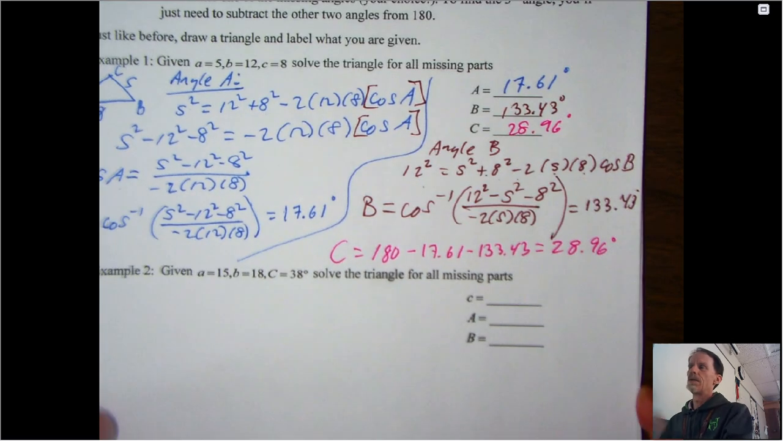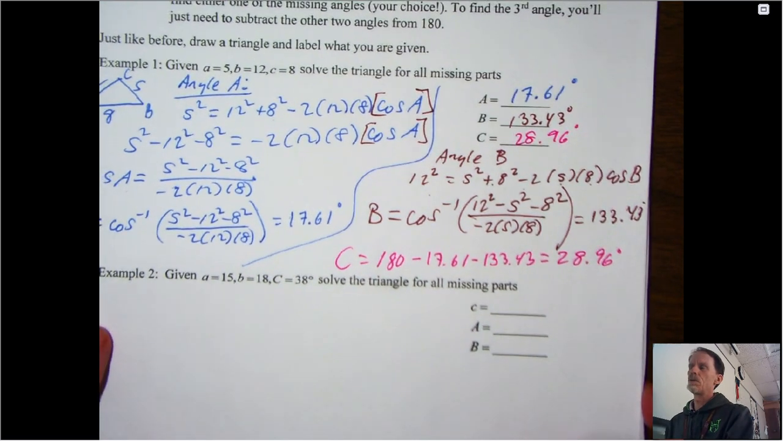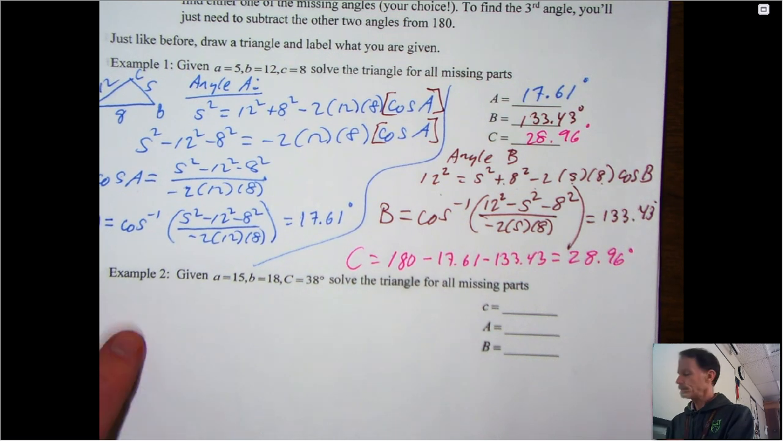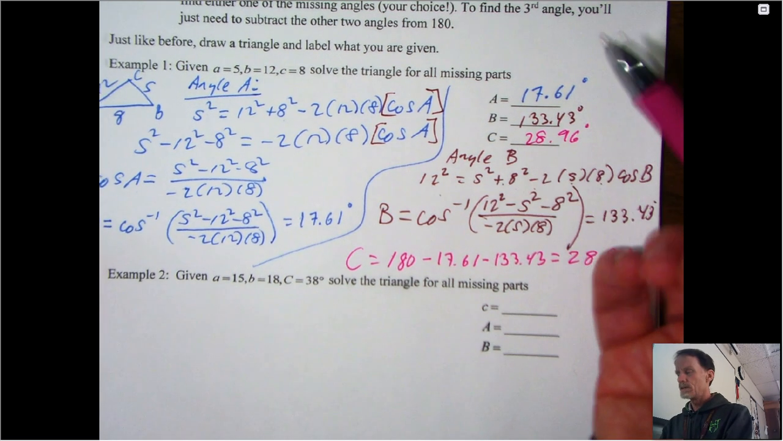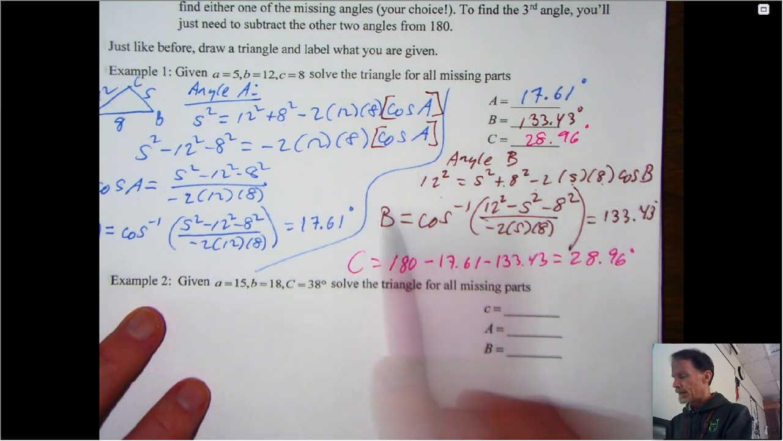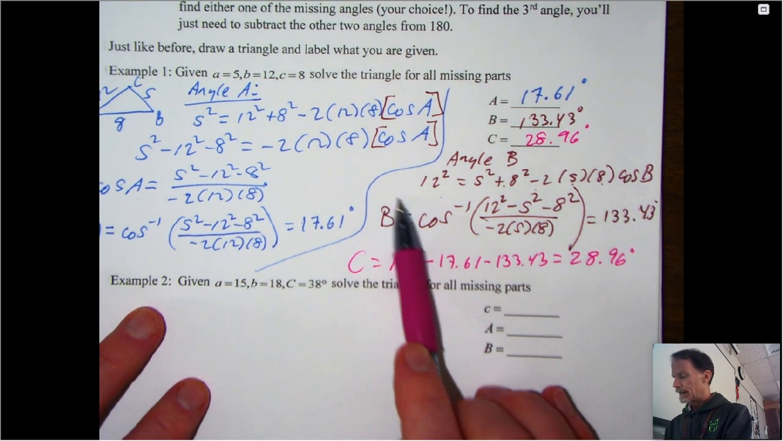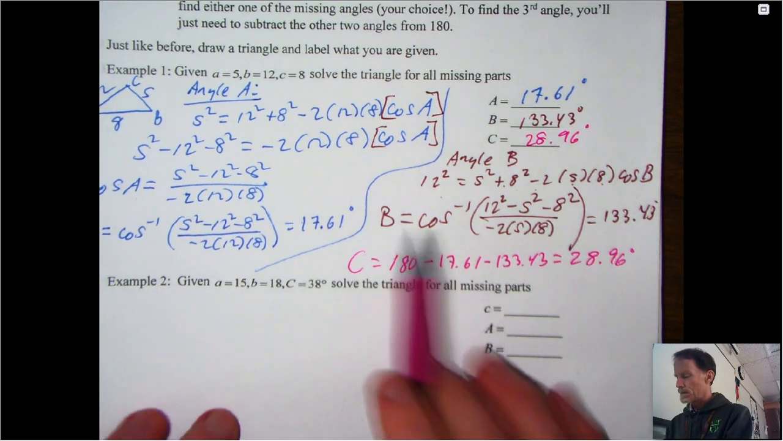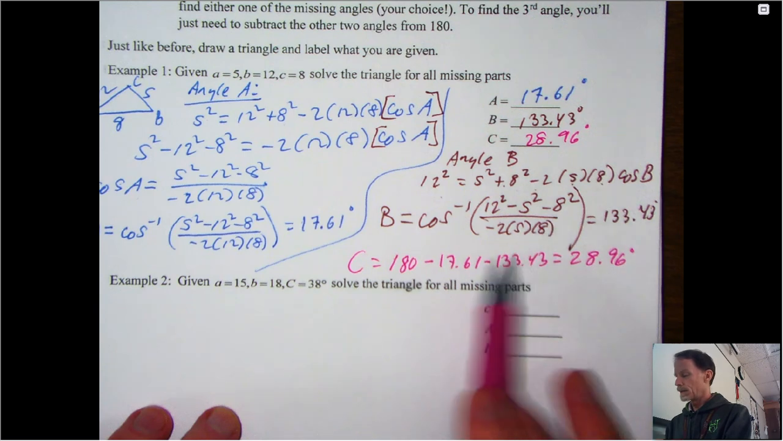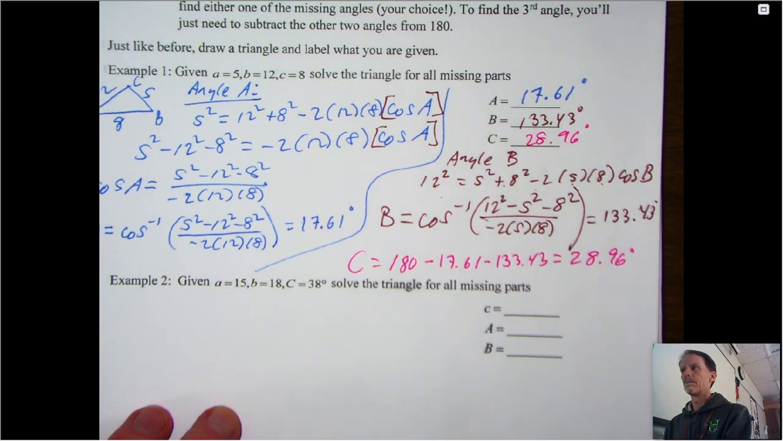Okay, so that is using the law of cosines to find your missing angles. Remember, pick the formula you're going to use depending on the angle you're trying to find, set everything up, and then just isolate that B. It's always that same process: cosine inverse, the squares on top, and then the coefficient of cosine on the bottom.